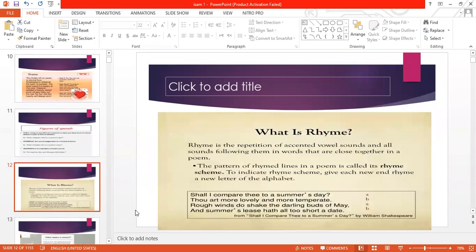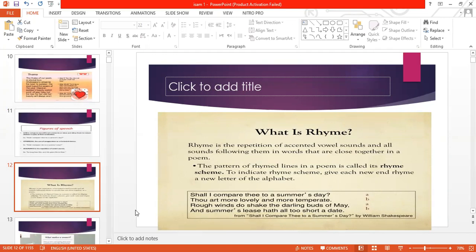What is rhyme؟ وهنا نتكلم عن الوزن. Rhyme is the repetition of accented vowel sounds and all sounds following them in words that are close together in a poem. وهو تكرار حروف العلة وهذه الأصوات التي تتبعه في كلمات قريبة من بعضها البعض. The pattern of rhymed lines in a poem is called its rhyme scheme. To indicate rhyme scheme, give each new rhyme a new letter of the alphabet.